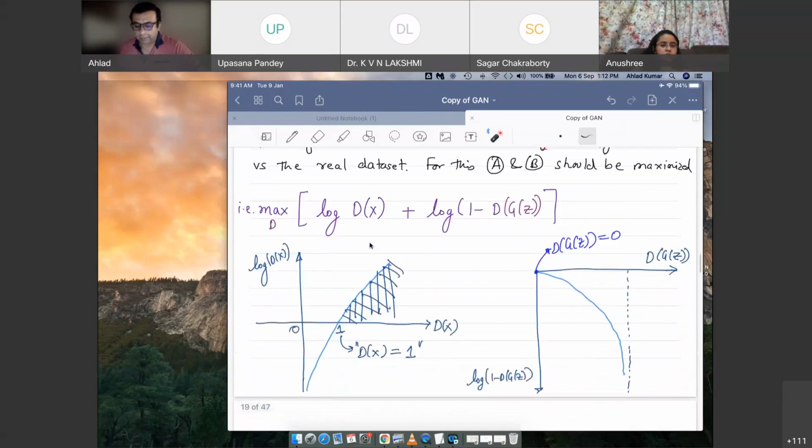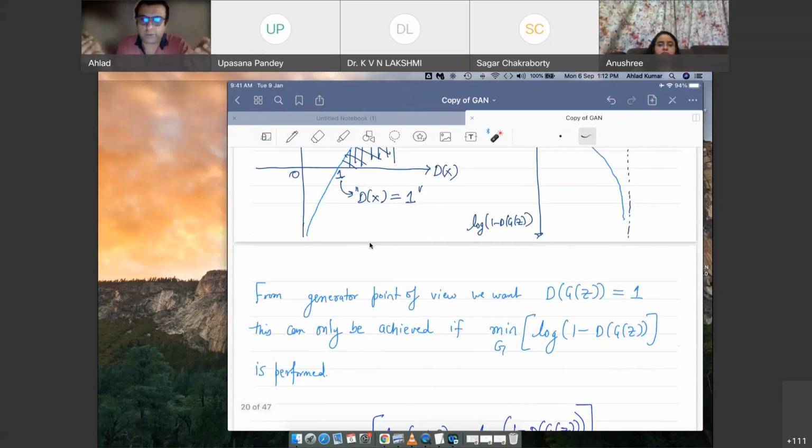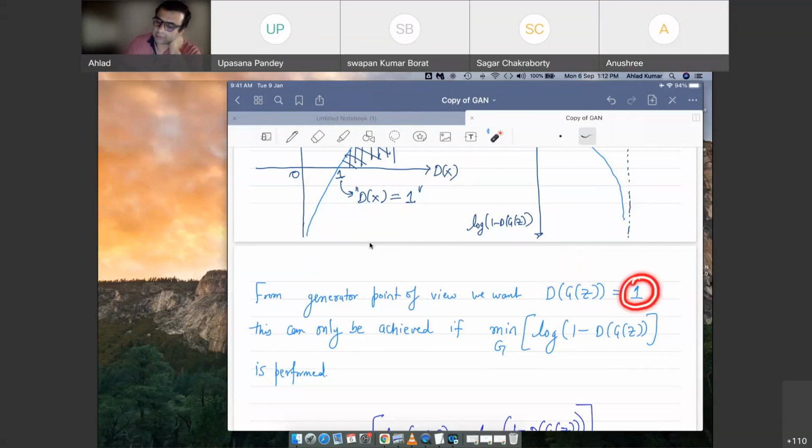Now, an important point is what happens from the generator's point of view. From the generator point of view, what you want is that the samples generated by the generator, if passed through the discriminator, should fool it, and it should produce 1 over here. That is the objective of the generator. You produce a sample G of z in such a way that if you pass it through the discriminator, it should produce 1 and not 0. The point where it produces 1 is the point where the generator is successful in creating artificial samples.